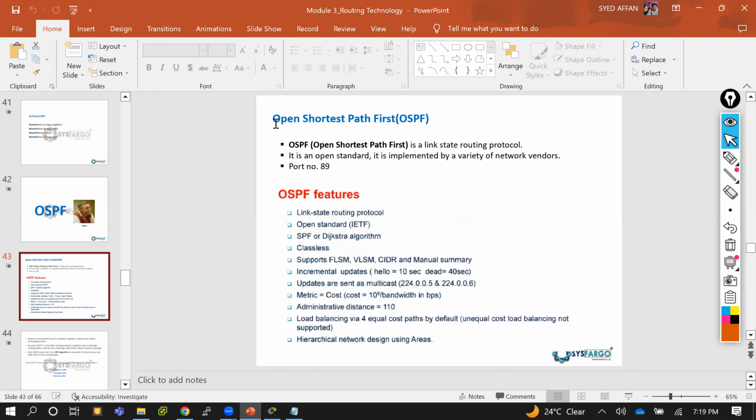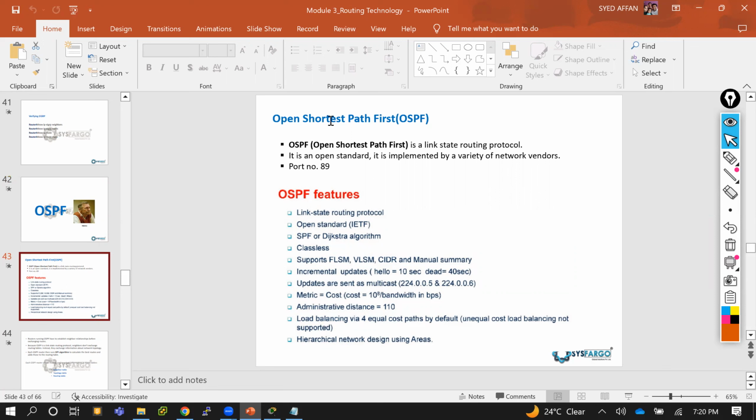OSPF stands for Open Shortest Path First. It is a link state routing protocol. It is an open standard protocol. Open standard means you can take any vendor's router and implement the OSPF protocol. For example, you have Cisco routers, HP routers, Nortel routers, or any other router you take, you are still able to implement the OSPF protocol because it's an industry standard.